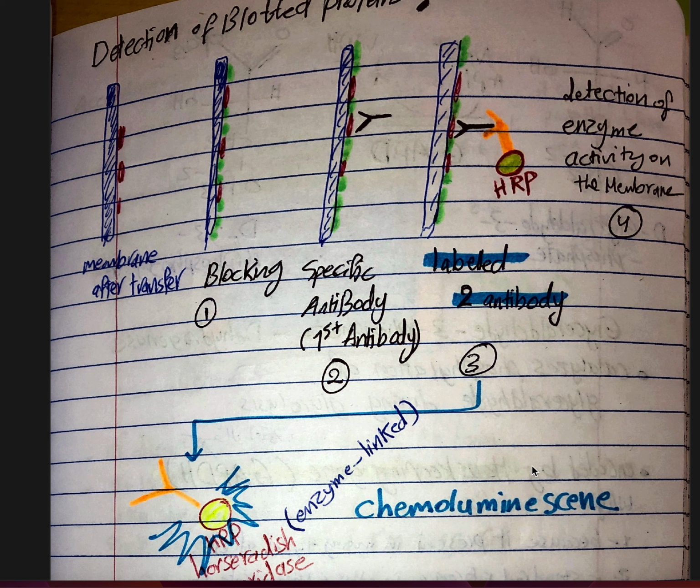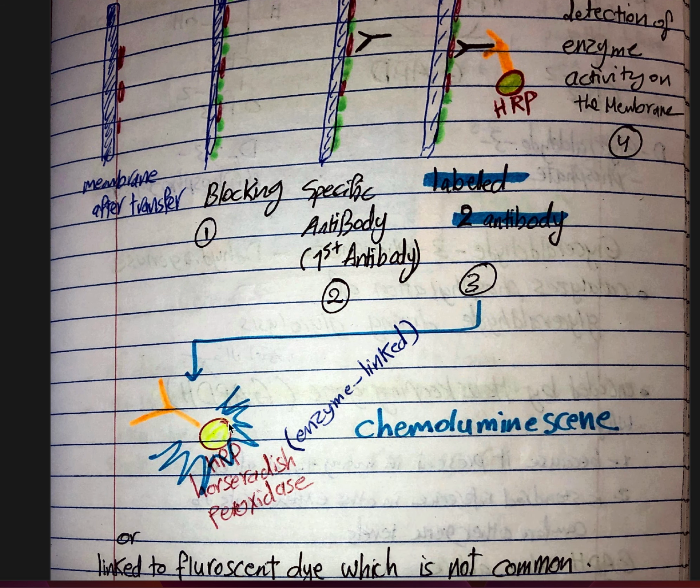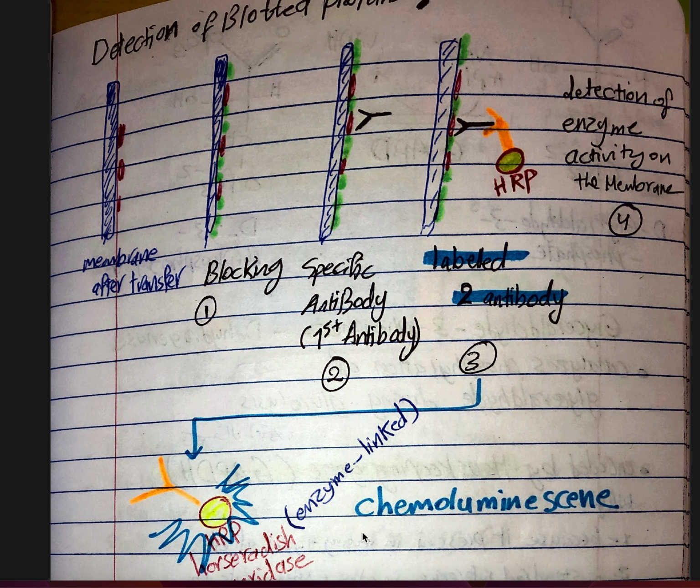So it turns the chromogenic substrate, with the second antibody in our experiment, into a colored product or light. We can use fluorescence, or we can use horseradish peroxidase, which produces either light or color. The fluorescent dye is not common.